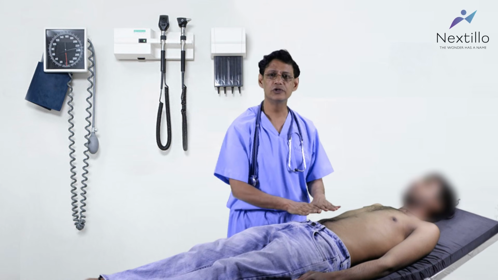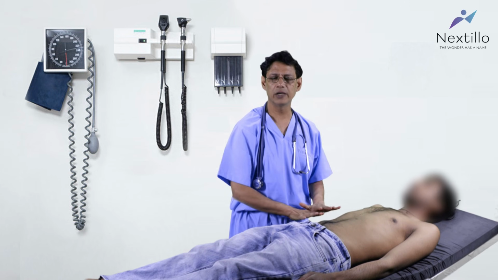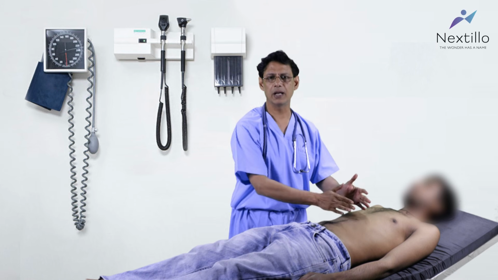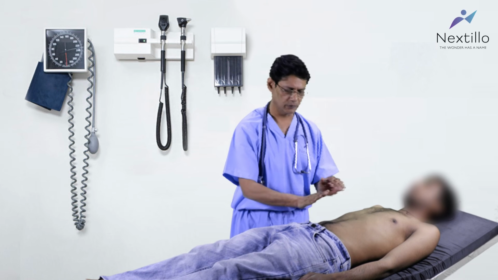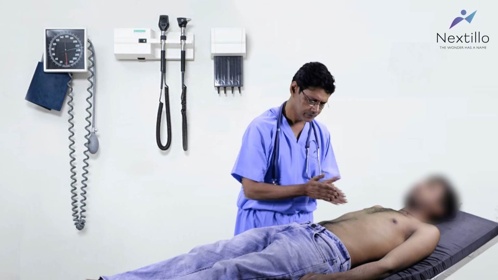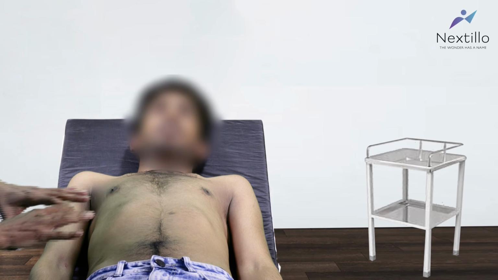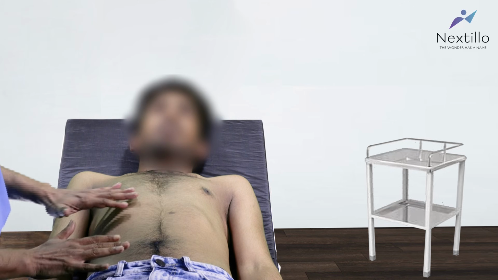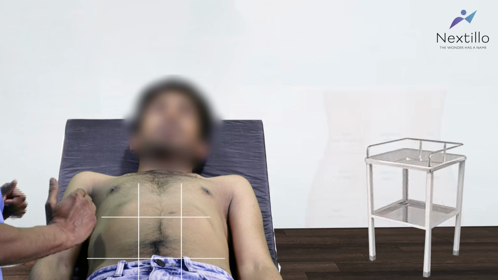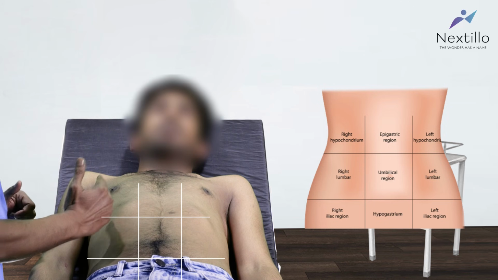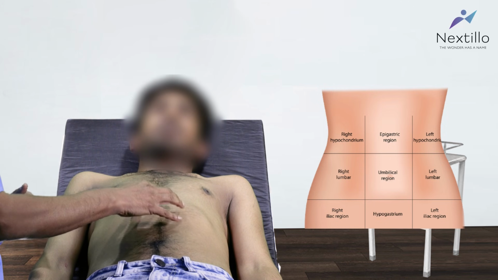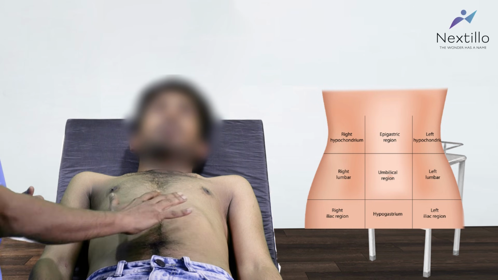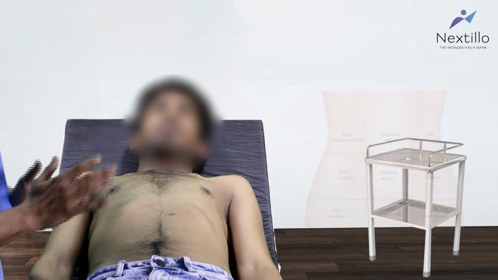We'll first go with the superficial palpation of all the 9 quadrants, and later on this is to be followed by a deep palpation of the abdomen. So starting with it now. Here we have to take care that we palpate all the 9 quadrants: the right and the left hypochondrium, the epigastrium, the umbilical area, the lumbar areas, the iliac fossas. All of these areas need to be palpated.